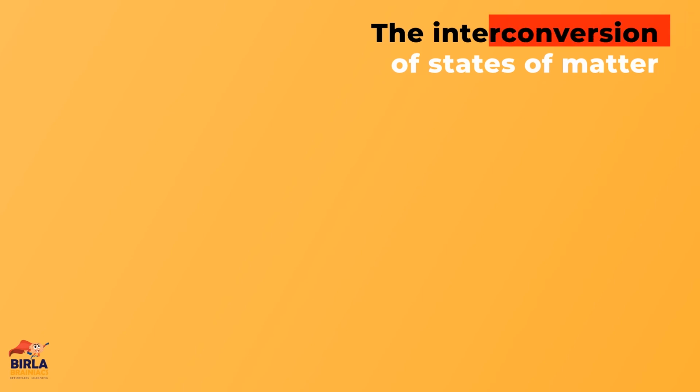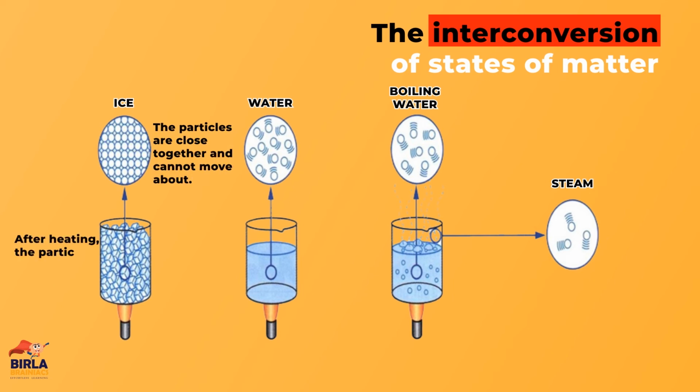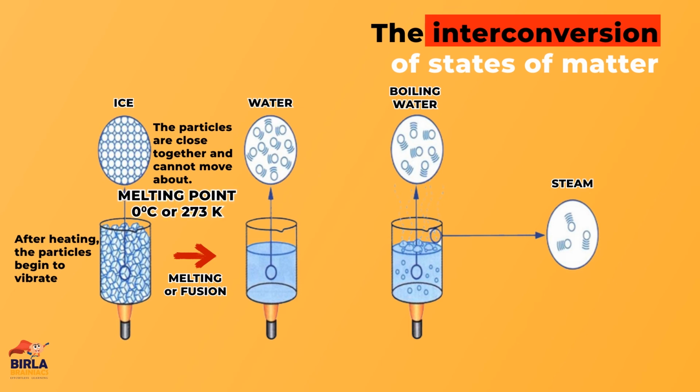But have you ever thought that what changes in the particles result in the interconversion of states of matter? We know that when a solid is heated, the particles begin to vibrate with greater speed and they begin to move more freely. Then at a particular temperature, the solid starts melting and changes into liquid. This process is known as melting and it is also known as fusion. The temperature at which solid melts is called its melting point. The melting point of ice is 0 degrees Celsius or 273 Kelvin.